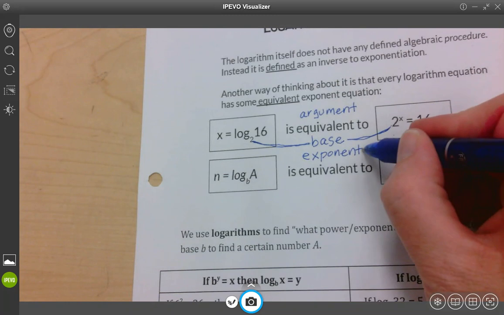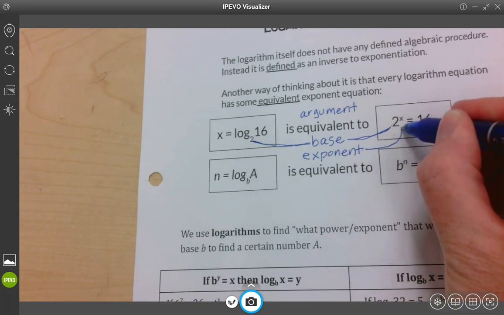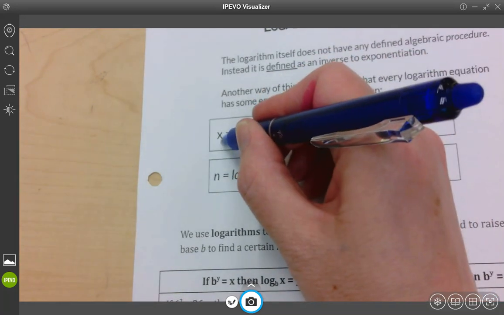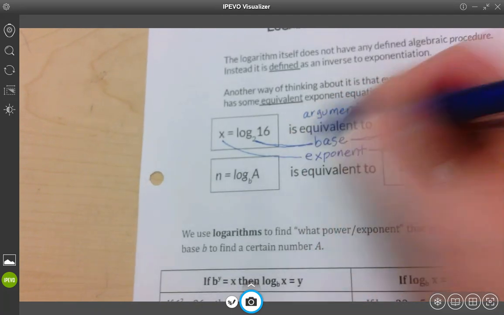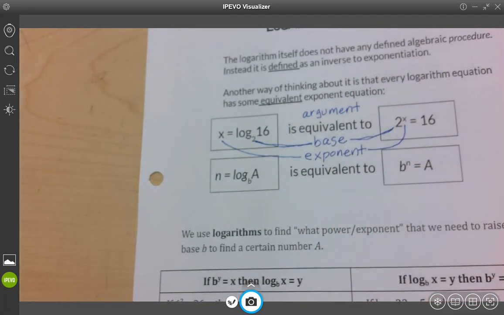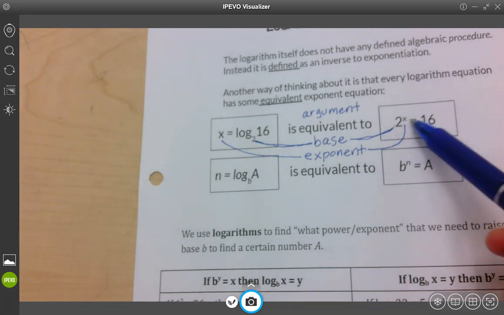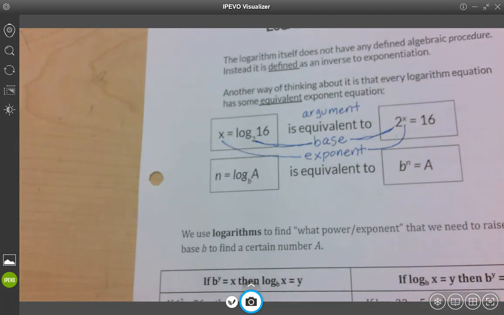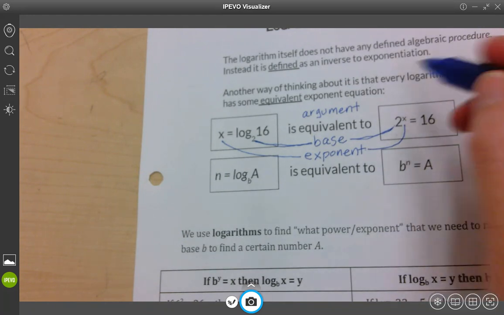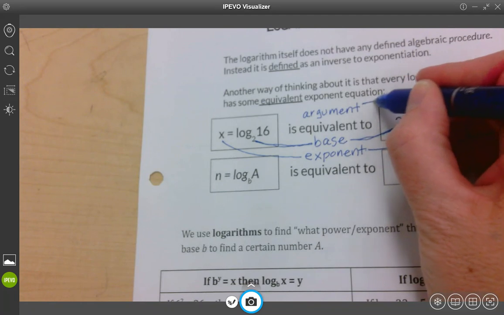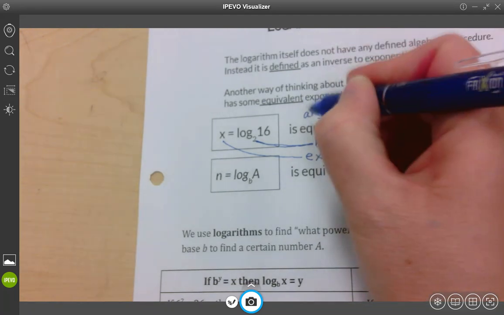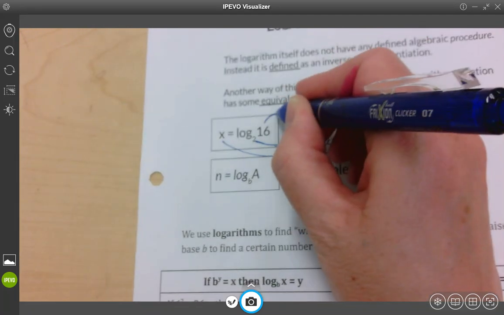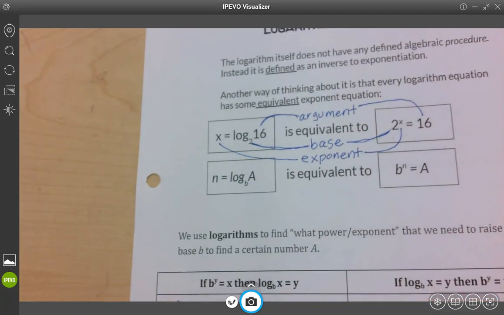The exponent of the exponential here is the answer to the logarithm. Okay, so the base of the exponential is the base of the logarithm. The exponent of the exponential is the answer to the logarithm. So a logarithm is literally an exponent. And then this other part, people don't really use a name for it that much, but if you want to give it a name, it's called the argument. I don't know why. If anybody knows why, you can let me know.